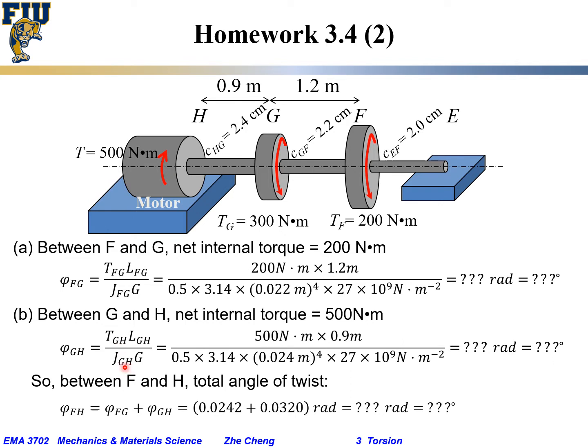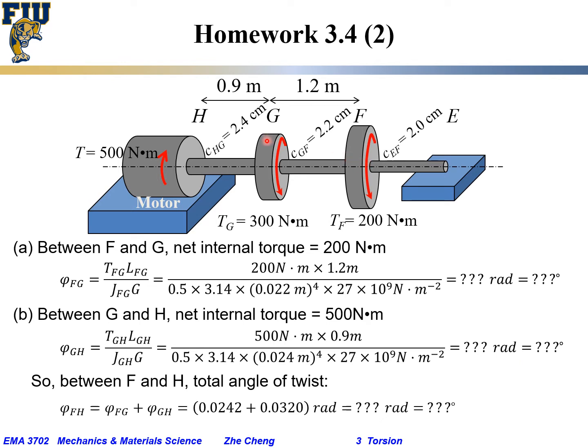Of course, the T, L, J, G are all for between G and H. Torque, we said, is 500 Newton meter. L, as you see, is 0.9 meter between G and H. J is half pi radius to the power of 4, and radius is 2.4 centimeter or 0.024 meter, and you plug in the numbers, you get another value. Okay, and finally we know the angle of twist between F and G.